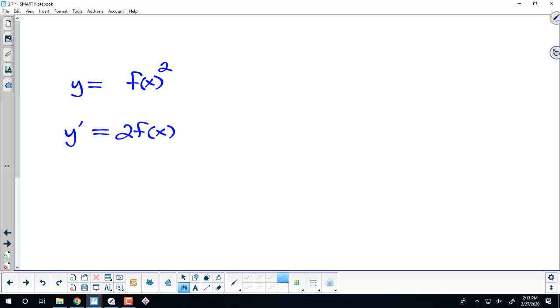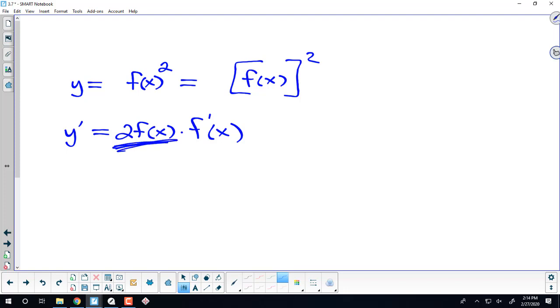Do y'all agree? Times f prime x, times f prime, right? The chain rule says we have to multiply that by f prime. The way we're looking at this, it's some function of x being squared. So we take the derivative of the outer and leave the inner function alone, and then we multiply it by the derivative of the inner. Does that make sense? Does anyone have any questions on that?